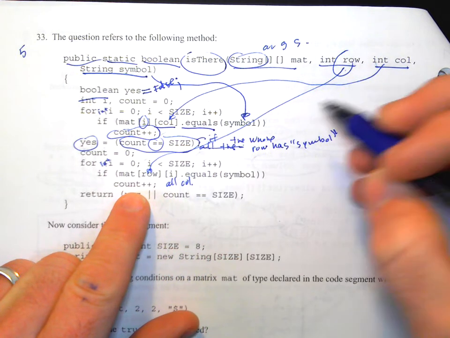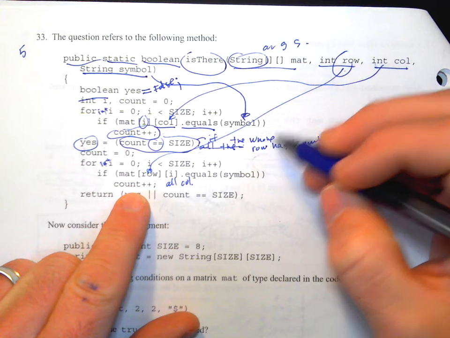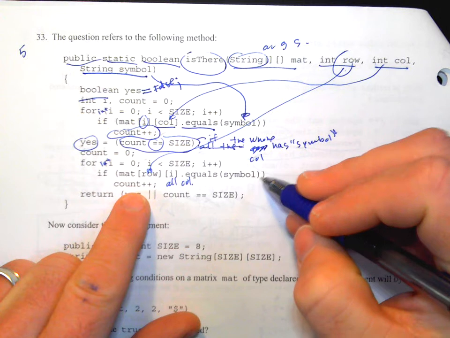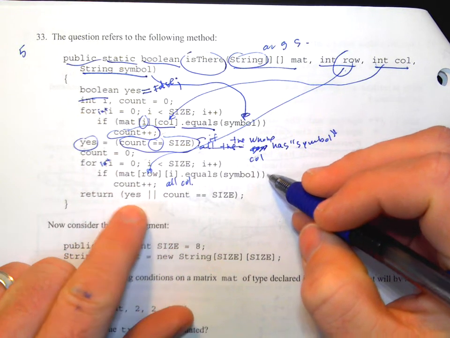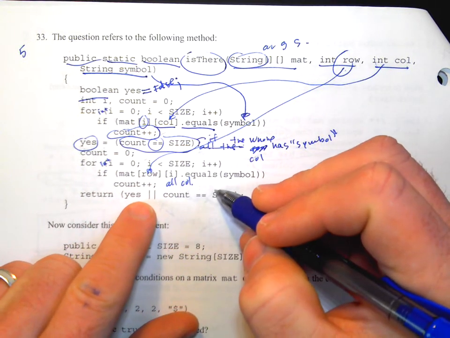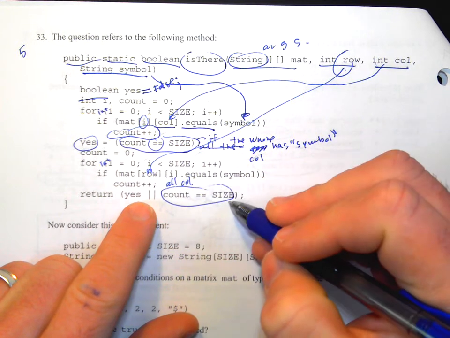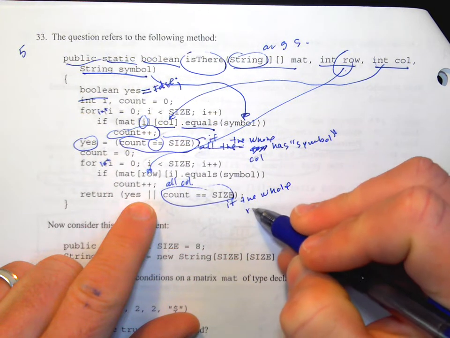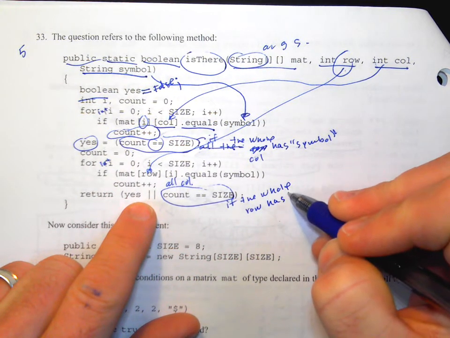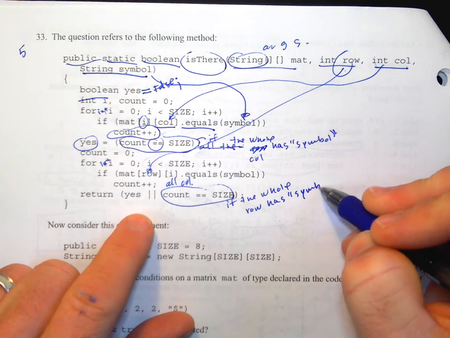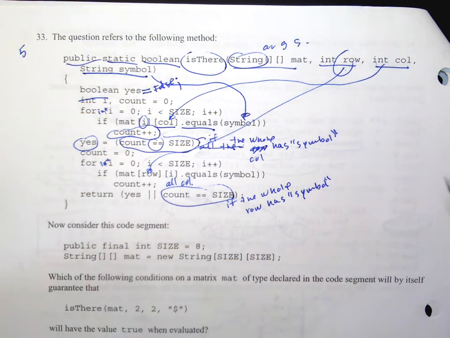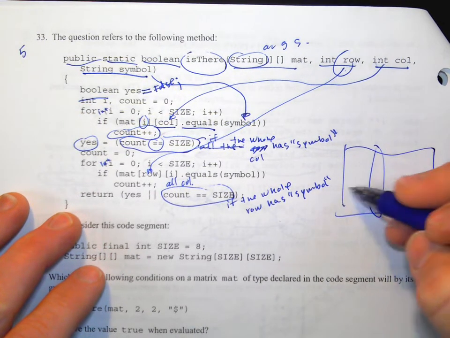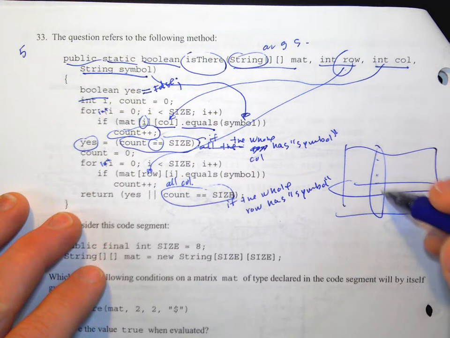So here, I messed up here. The whole column has the symbol. This one is looking for if the whole row has the symbol. So it's like we have a 2D array and they say, well, look in this row and look in this column, and do they all have the same symbol that we're looking for?